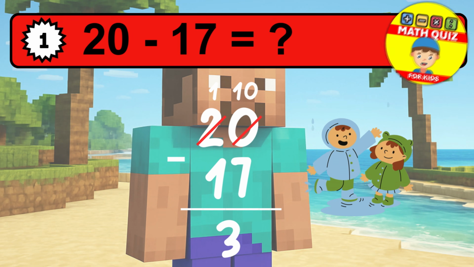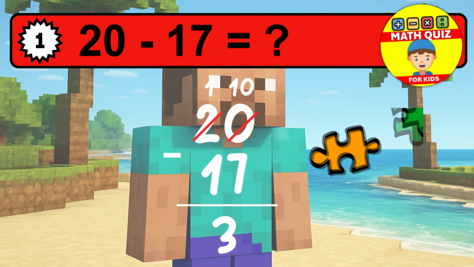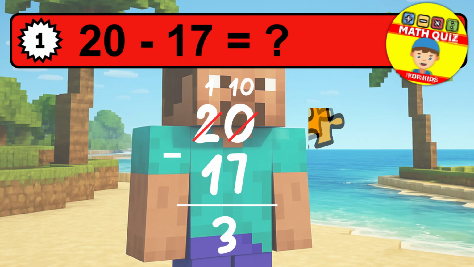Now we subtract. 10 minus 7 is 3. Then we go to the tens. 1 minus 1 is 0. The final answer is 3.